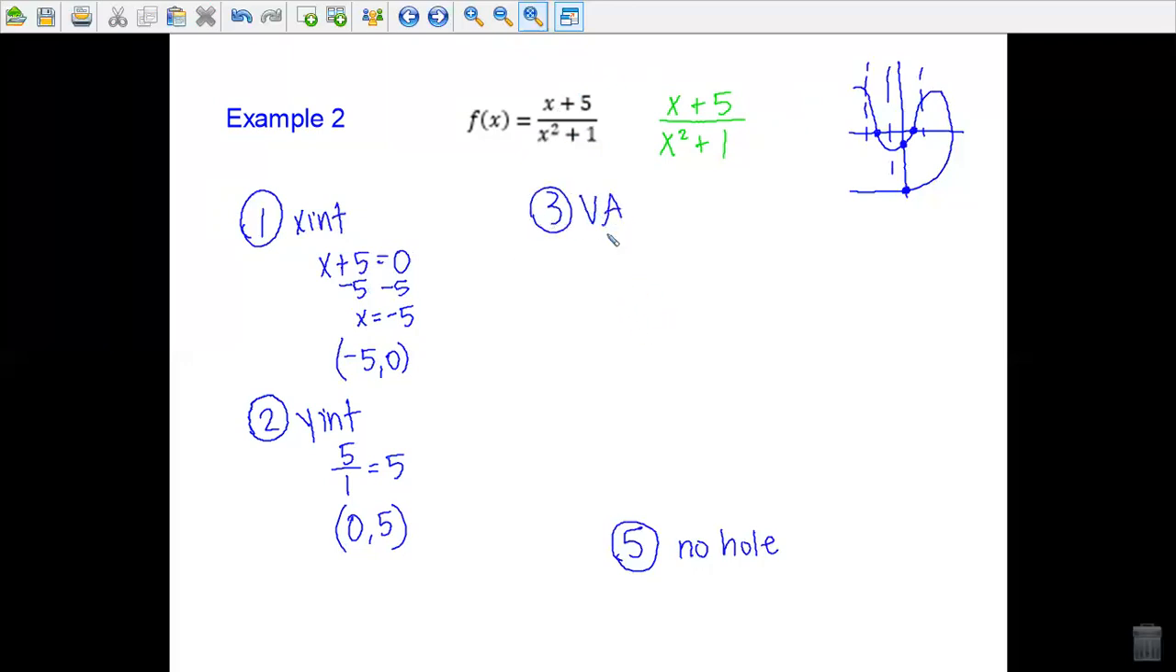All right, vertical asymptotes, I work with the denominator. So I set my denominator equal to 0 and I try to solve. I can subtract the 1 over, but then I get x squared equals -1. To get x by itself, I need to take my square root, but I can't take the square root of a negative. I get an imaginary number. So that means I don't have a 0 in the denominator. If that's the case, it's never undefined. So there's no vertical asymptote.